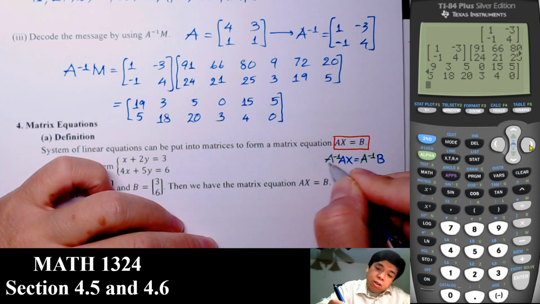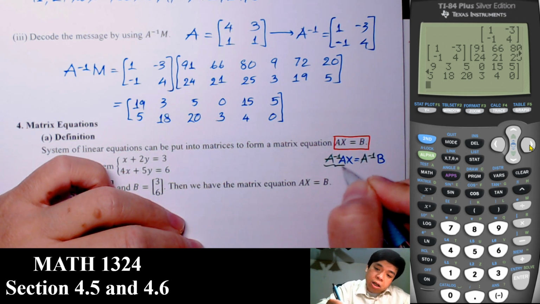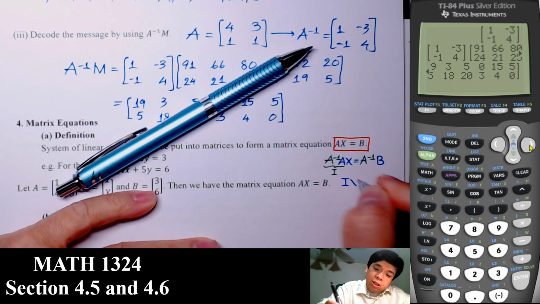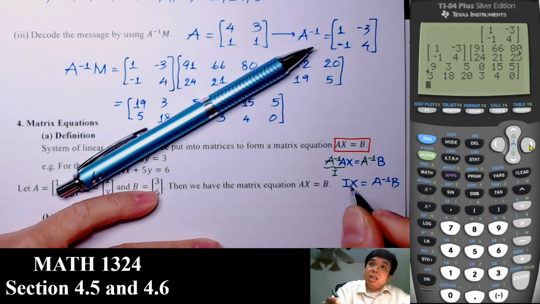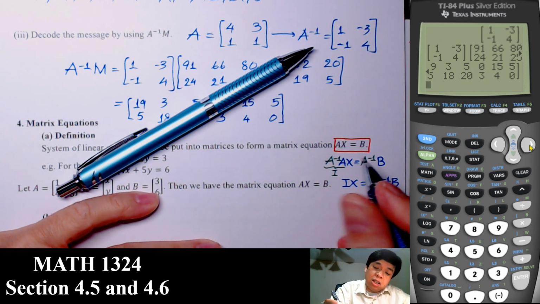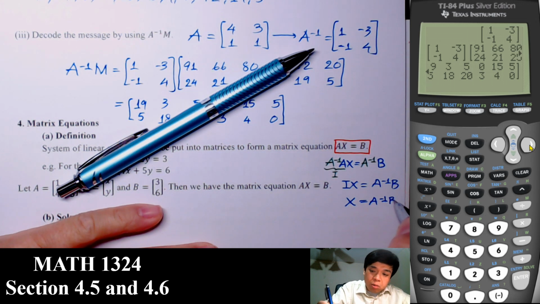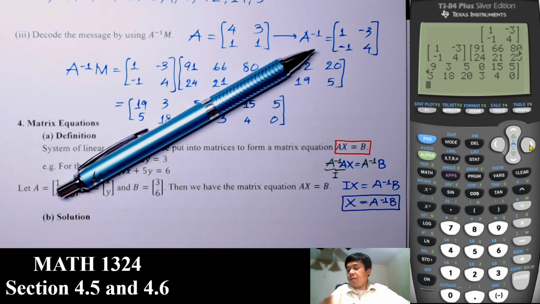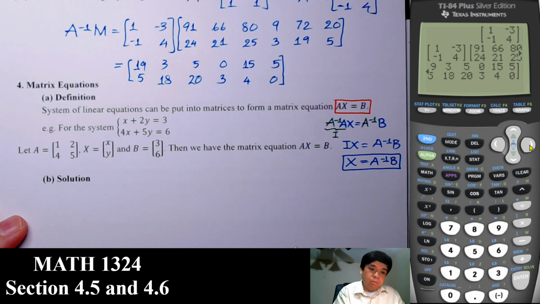A times A inverse will be I. So I times X is equal to A inverse B. And identity times anything, or anything times identity, is itself. So X equal to A inverse B. So rather than divide by A, we multiply by the inverse. So that's what we have. Now go to the solution.